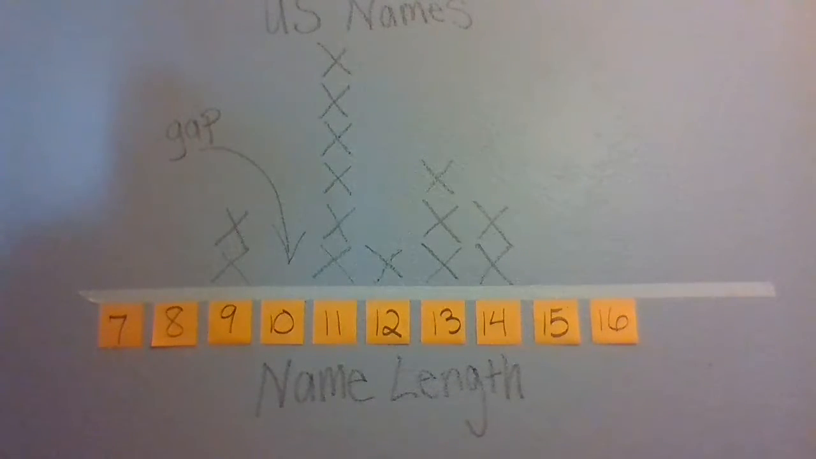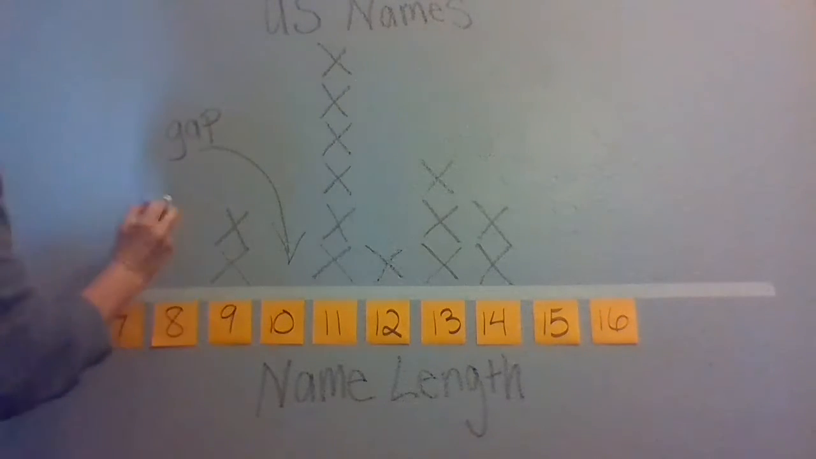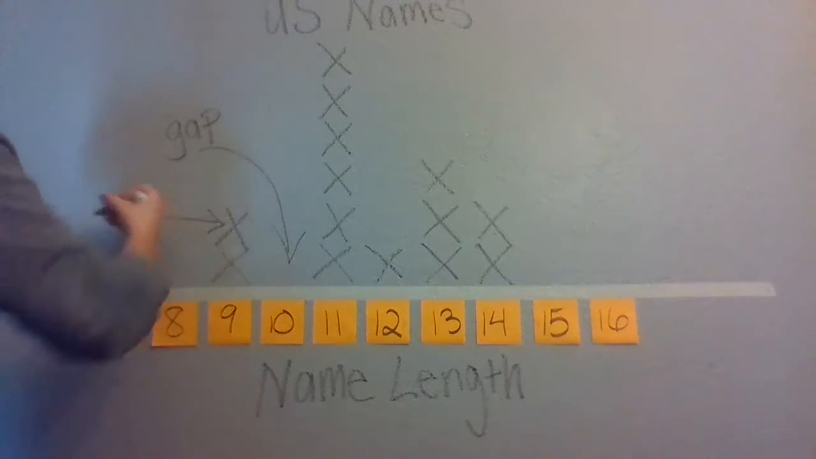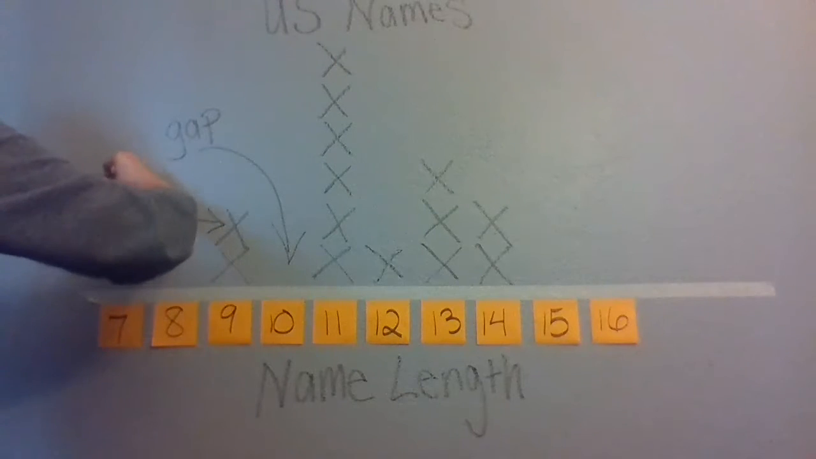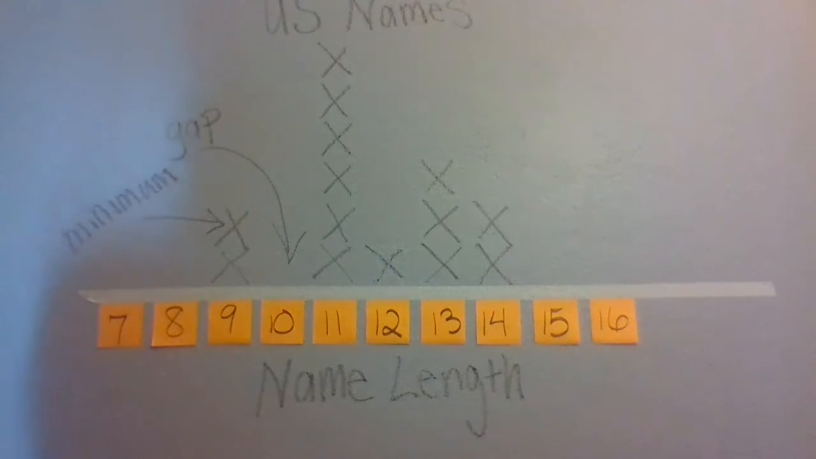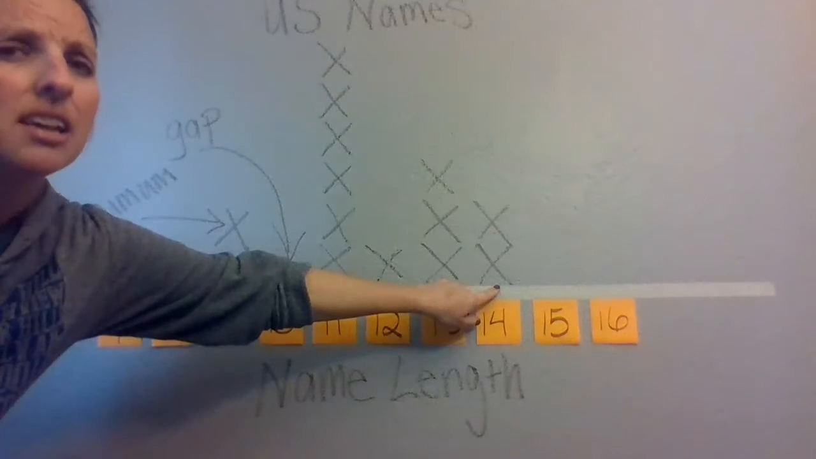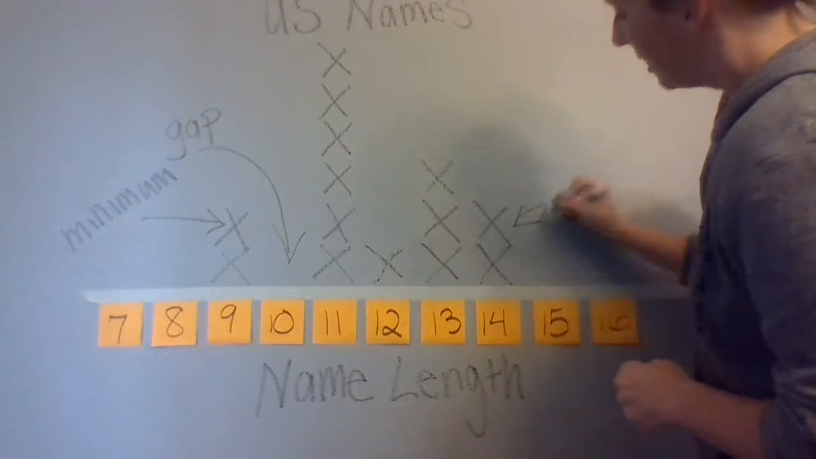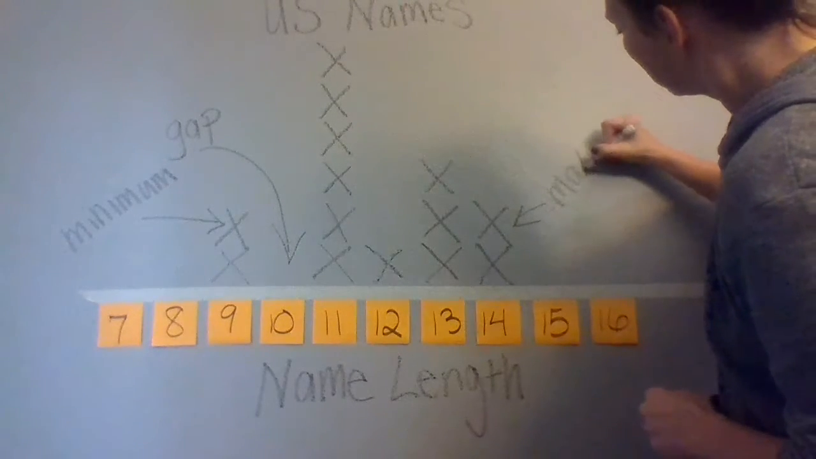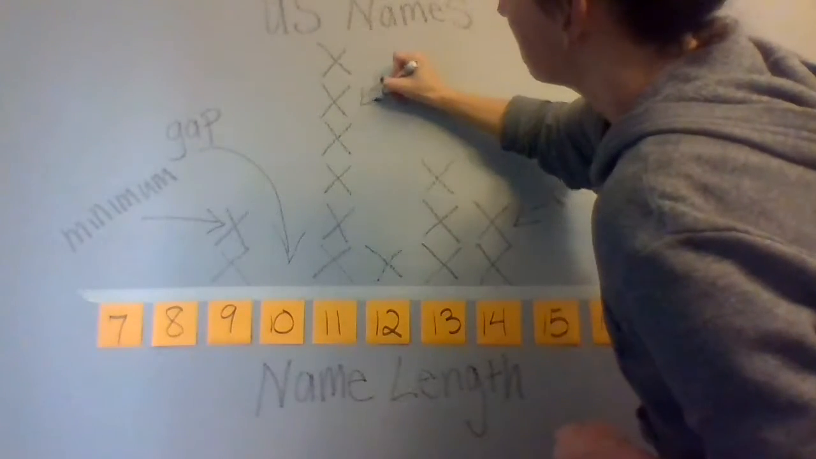Okay. I can look and see that the shortest name length was 9. The shortest name length is going to be my minimum data value. And I can also see that my maximum data value is 14, because 14 in the US name lengths in my set of data is the longest. Okay, and let's see, I'm even going to write mode here.